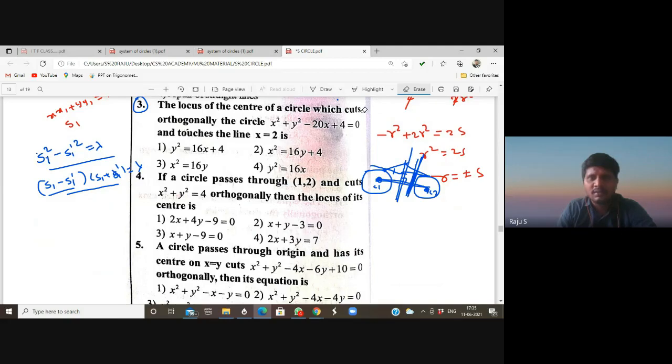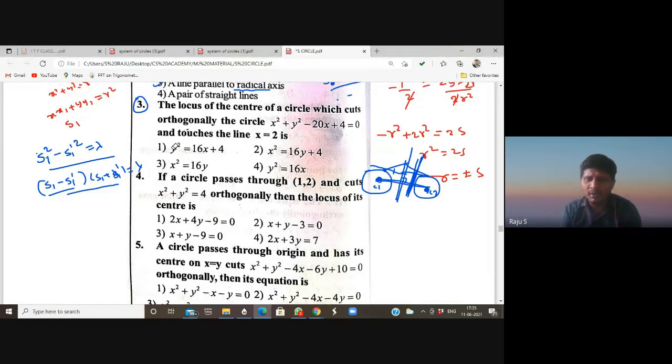The locus of the center of the circle which cuts orthogonally the circle x square plus y square minus 20x plus 4 is equal to 0, and which touches the line x is equal to 2. See here, the locus of all the points is given by a parabola. Whatever the options they gave, all are parabola equations, like y square is equal to 16. Let us see which one of the following is correct.